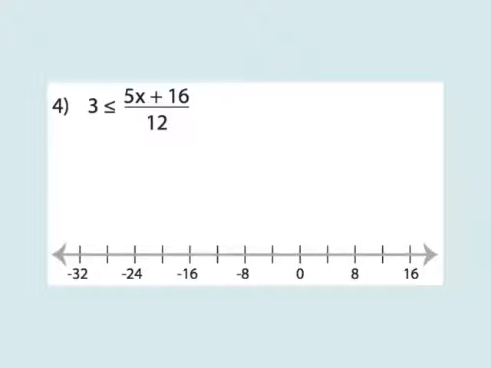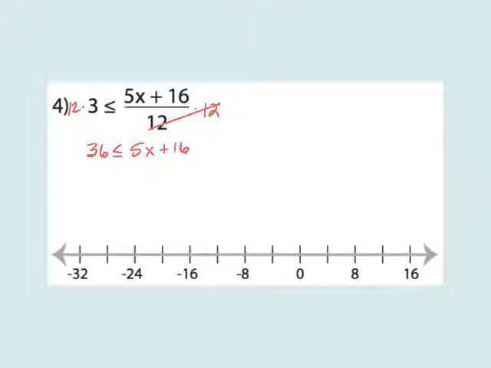This next one I guess I want to get that 5x plus 16 by itself, so I'll get rid of the 12. I'll multiply by 12 on both sides, just like solving an equation. I'll have 36 is less than or equal to 5x plus 16.